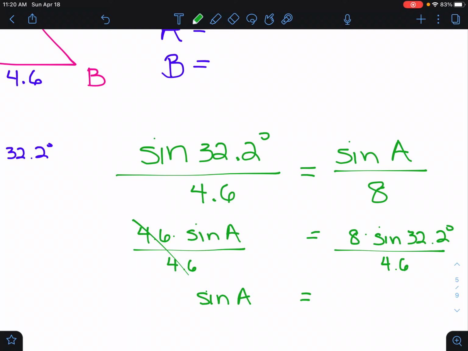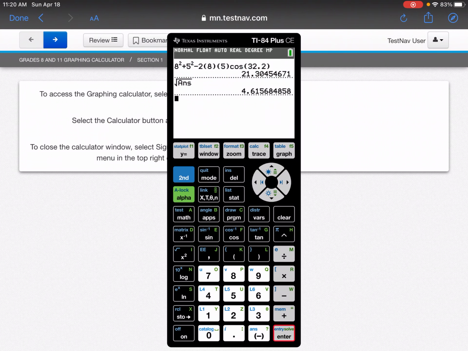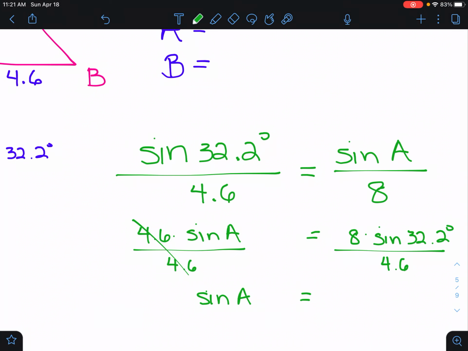So I'm going to do that now in my calculator. Be careful when you type it in. I'm going to go 8 times sine of 32.2. Now at this point, make sure you hit enter. I'm going to leave that whole thing in there, press divided by, and then 4.6 is what we're going to divide by. Now I'm going to leave that answer in there, so that's 0.9267. I'm going to write that on my triangle.